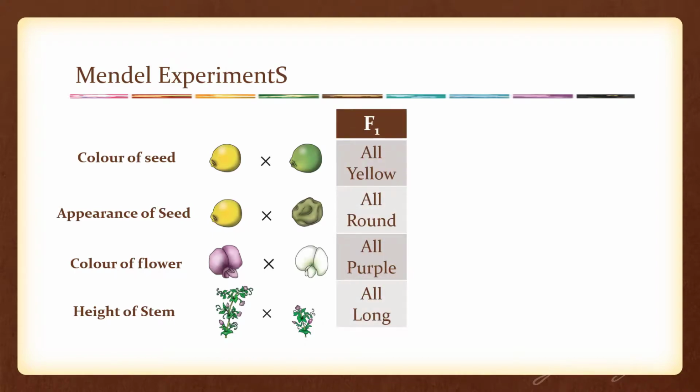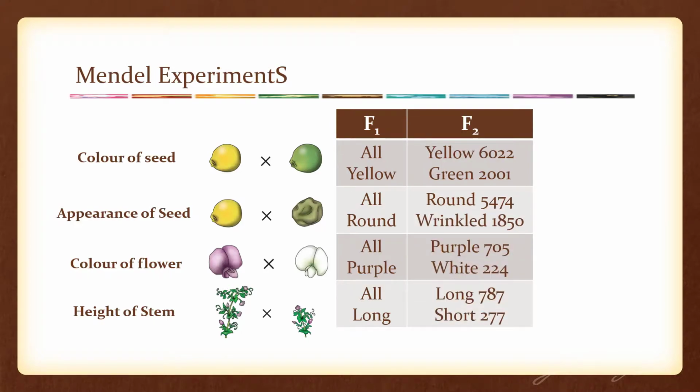All the F1 generation only show one kind of trait. For the seed color, it is yellow. For the appearance, all the seeds are round instead of wrinkled. For the flower, all of them are purple. And for the height of the stem, all of them were long or tall. He called this trait the dominant trait. As for the F2 generation, we can see that the recessive trait actually came back. The recessive trait only returned in the second generation of the offspring.